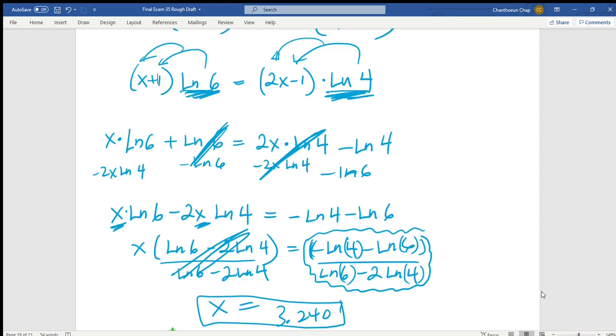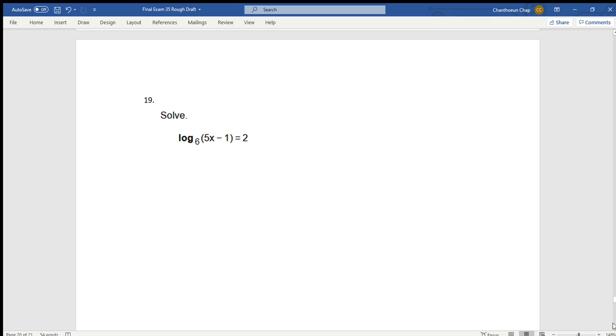So I'm going to put a parenthesis here, minus natural log of 4. I put a parenthesis for that, minus natural log of 6. Put a parenthesis around that. Then close it off here. Then divide by another parenthesis here. And then I need to make sure I have a parenthesis at the end as well. So make sure you get 3.240. That's the correct answer.